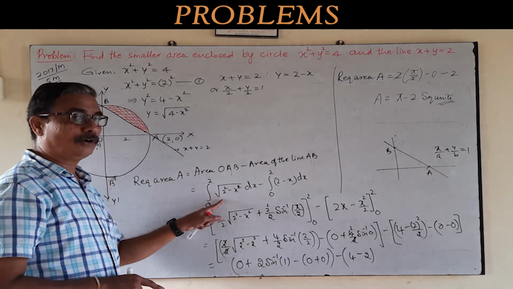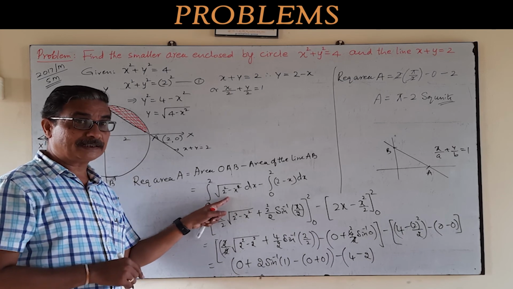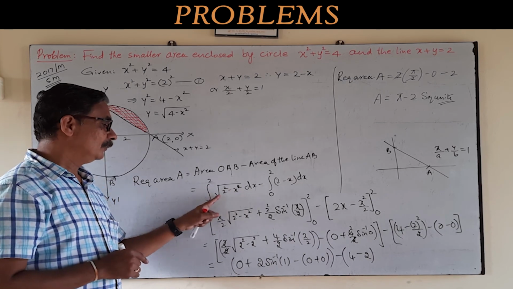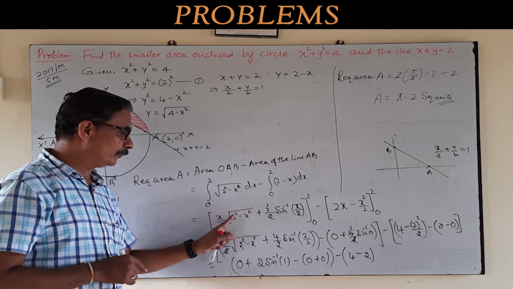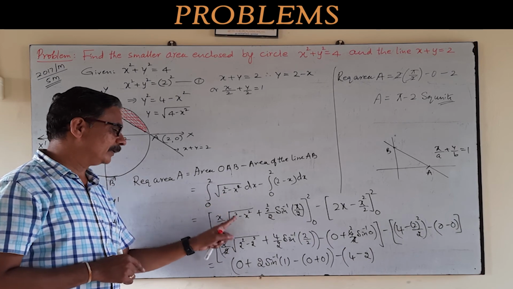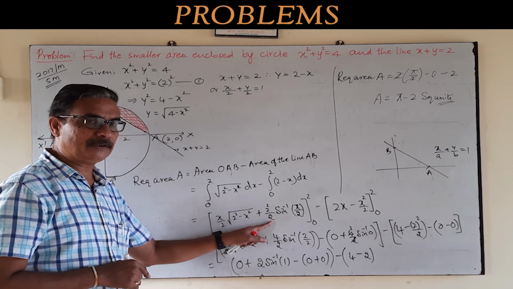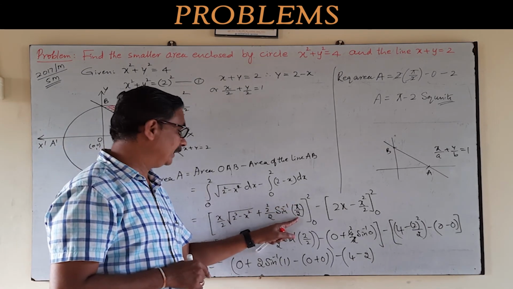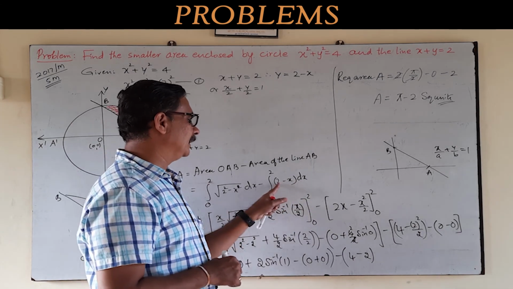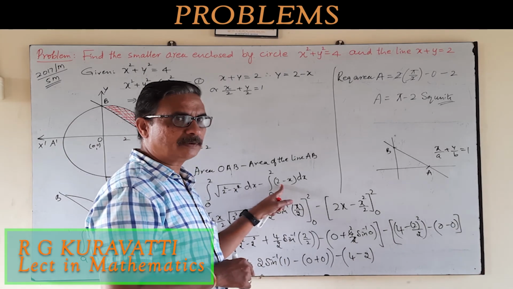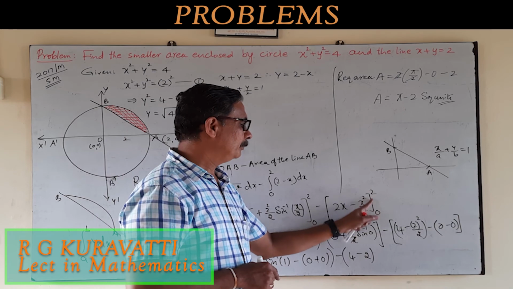Now it is in the form integration of root of a square minus x square, using integration by parts. Most important result: what is the integral of root a square minus x square? The formula is x by 2 under root of a square minus x square plus a square by 2 sin inverse of x by a. Here the a value is 2, between the limit 0 to 2, minus the second part integrate. What is the integral of 2? 2x, minus integral of x is x square by 2, between the limit 0 to 2.